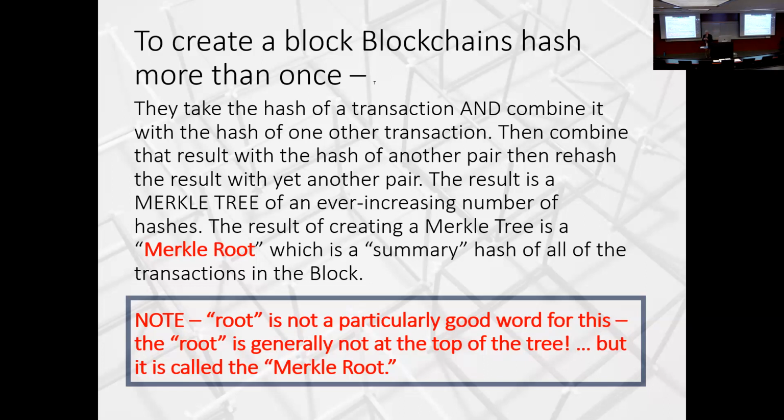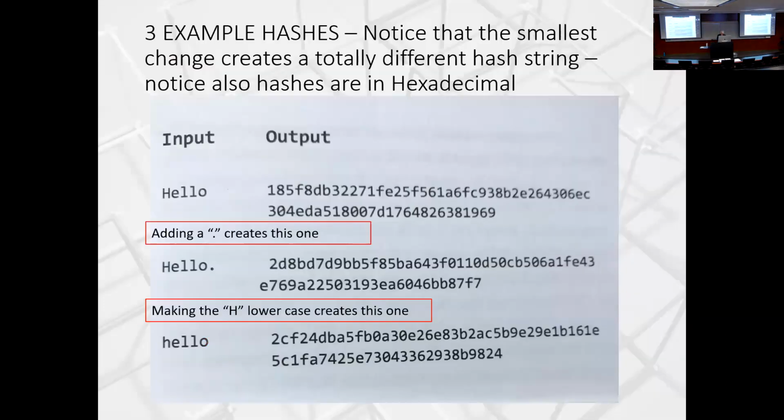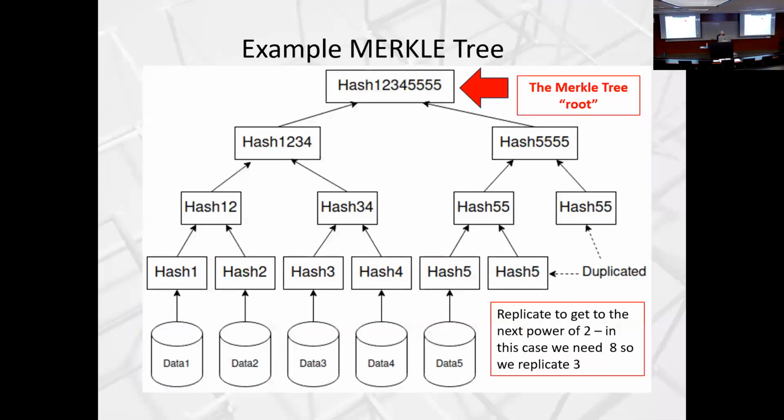Now in my view, that's a dumb word. It's the Merkle root at the top of the tree. The fact is, roots don't generally grow at the top of the tree, they grow at the bottom of the tree. But if you look at the literature, it's more complicated than that. The Merkle root is up here at the top.